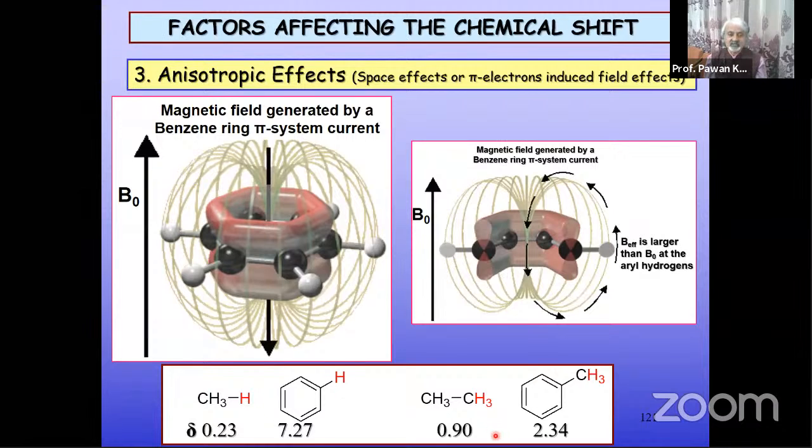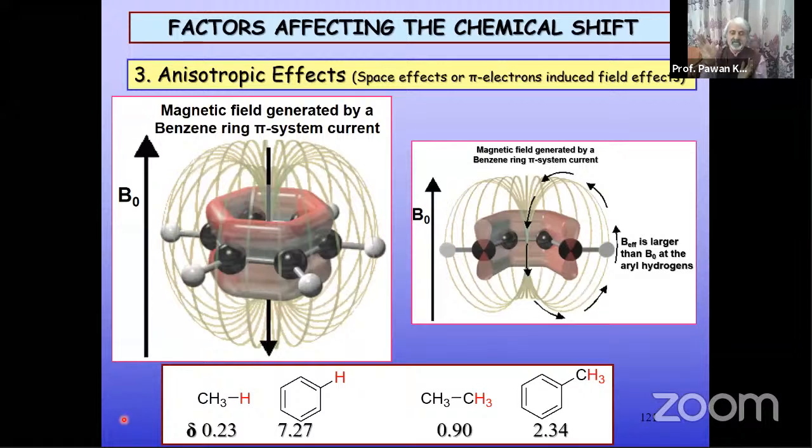Ethane absorbs at 0.90, whereas the methyl protons of toluene resonate at 2.34. So this is a strong anisotropic effect, from 0.23 to 7.27. So there is a jump of almost 7 ppm. So this is anisotropy.